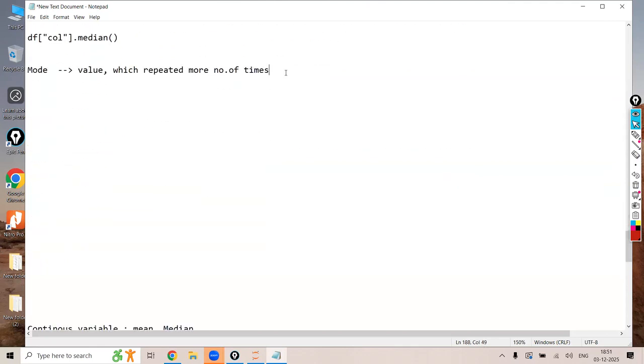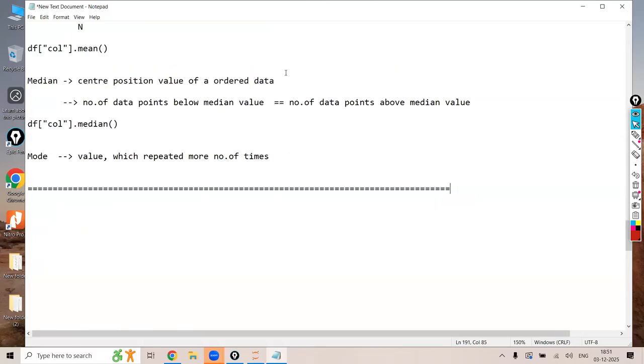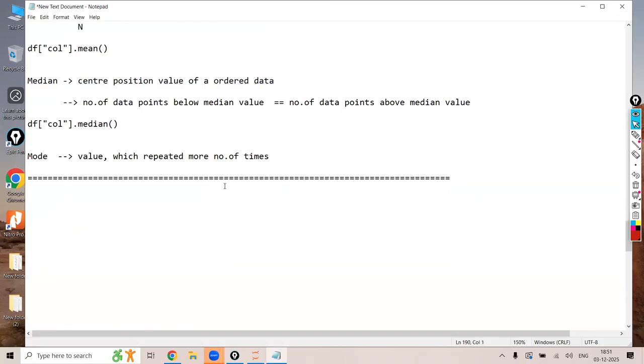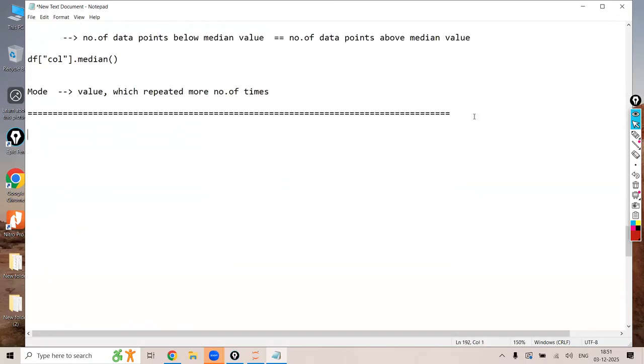Are the points clear? Is mode clear, everyone? Next. So mean, median, and mode. Next, coming to the minimum value. What is min? It is going to give the minimum value in the entire data.